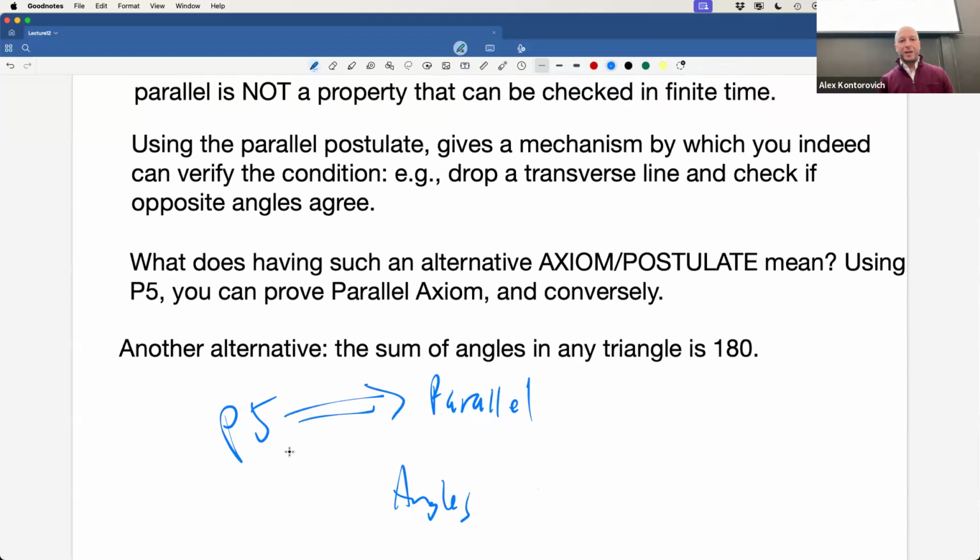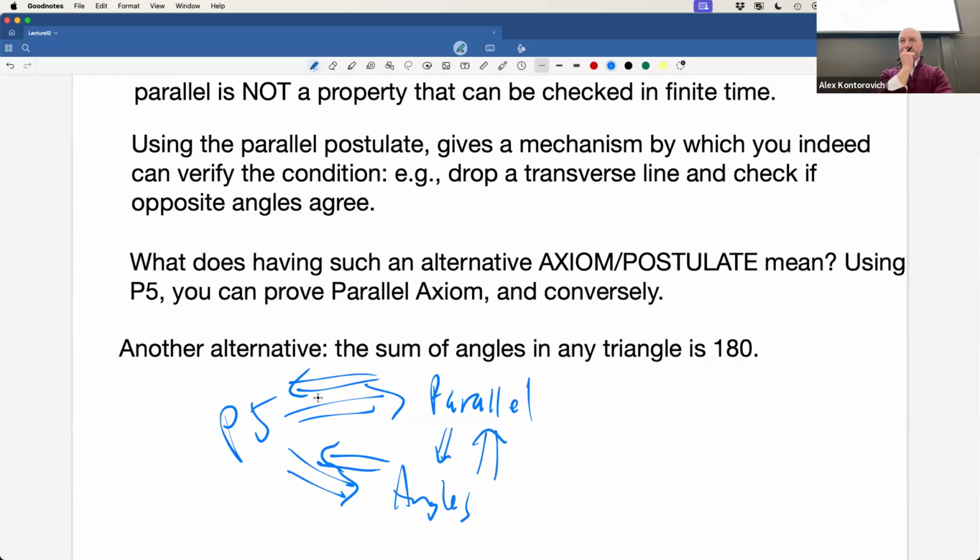P5 implies both of these. If you just know P5, you'll prove the statement of the parallel, and you'll prove that the sum of the angles in a triangle is 180. If you know that the sum of the angles in any triangle is 180, you'll prove P5, and you'll prove the parallel postulate, and the parallel postulate proves both the angles and P5. Okay, so they're all completely equivalent to one another. Any one of these is a substitute for the other in your axiomatic system.